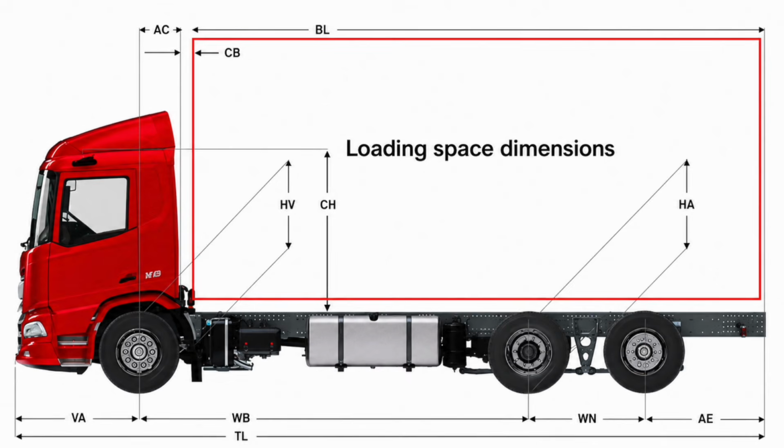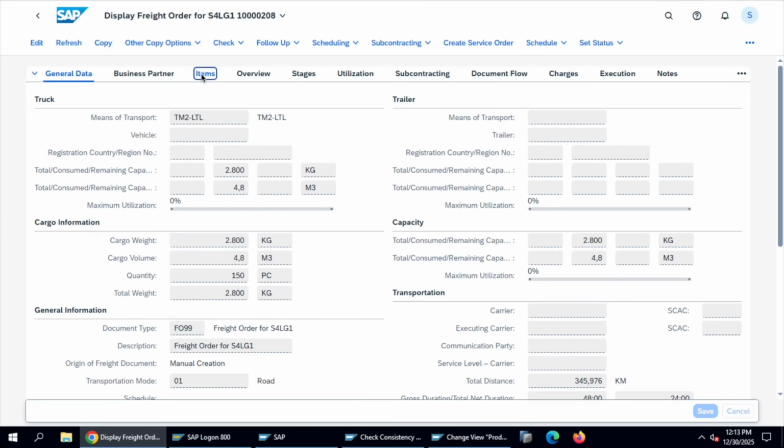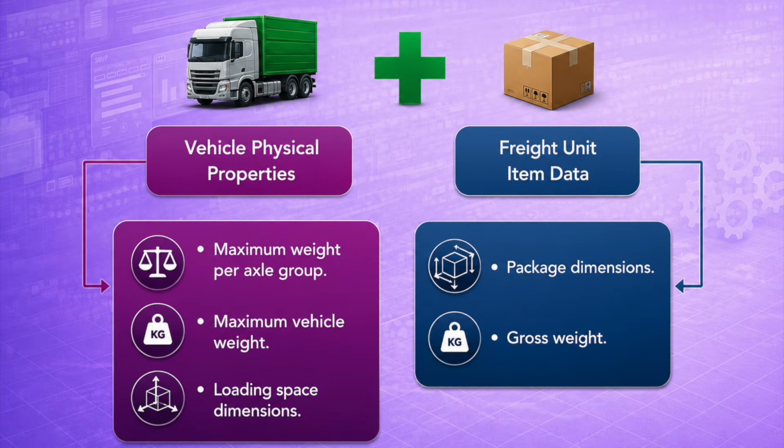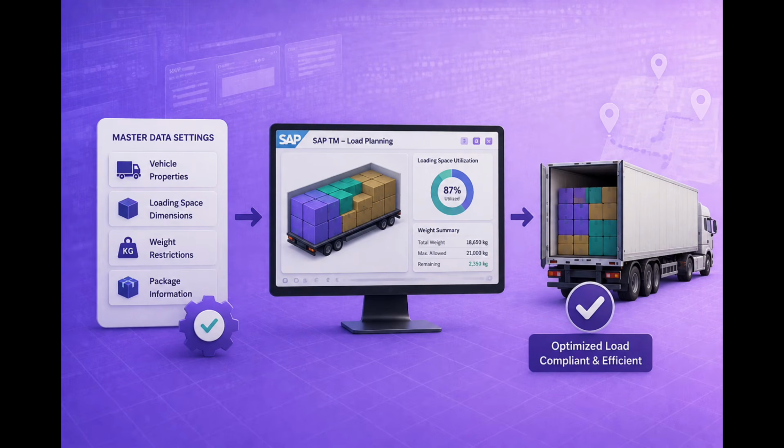At the same time, every freight unit provides the information required for the calculation, including the package dimensions and the gross weight for each individual package. By combining both sets of information, the physical characteristics of the vehicle and the properties of the freight, SAP TM can determine the most efficient loading arrangement while ensuring that all operational and legal constraints are respected. In the next section, we'll explore how to configure these master data settings and see how SAP TM performs load planning in real business scenarios.